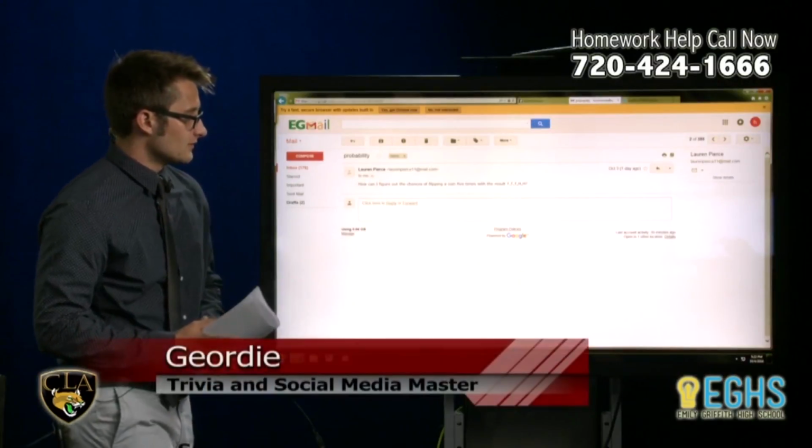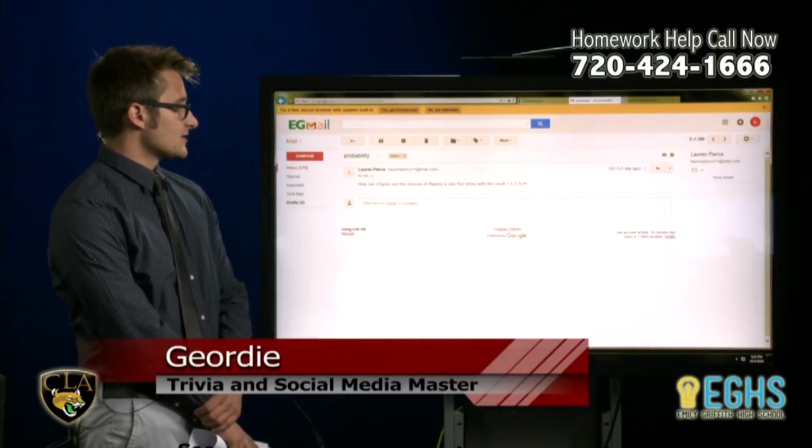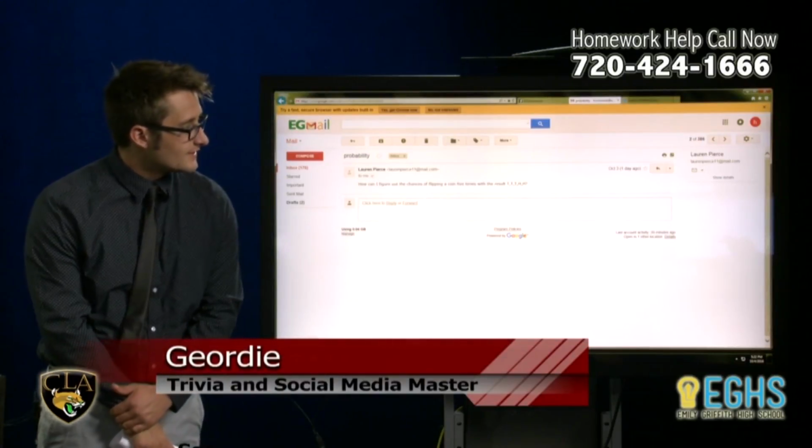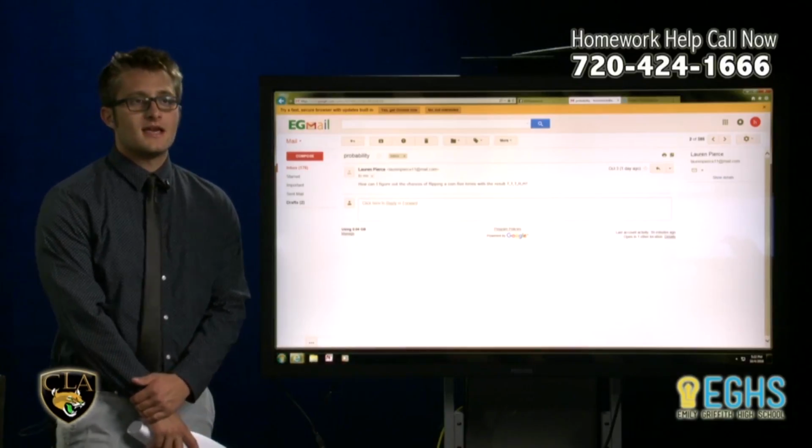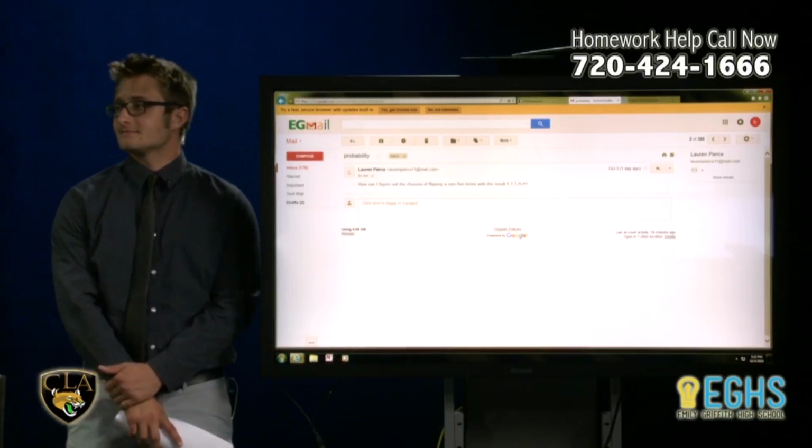So, Lauren wants to know, how can I figure out the chances of flipping a coin 5 times with the result tails, tails, tails, heads, heads? Tails, tails, tails, heads, heads. She wants to know the chances.